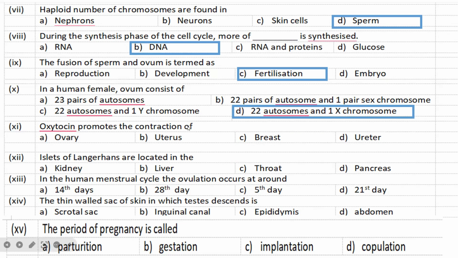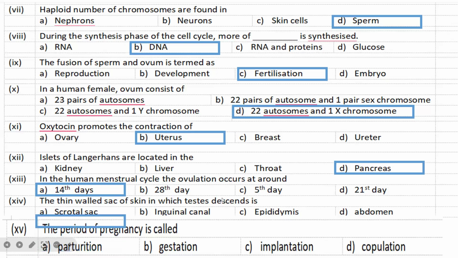Oxytocin promotes contraction of uterus. Direct question, islets of Langerhans are located in the pancreas. In a human menstrual cycle, the ovulation occurs at around 14 days. It is not on 14 days, it is mentioned as at around. A thin wall sac of skin in which the testes are present is the scrotal sac. The period of pregnancy is called gestation. Okay, so these are the answers.